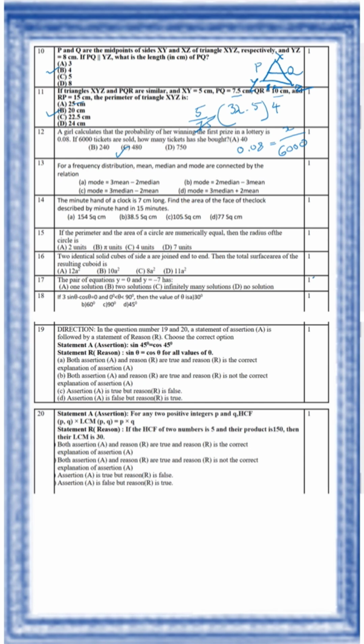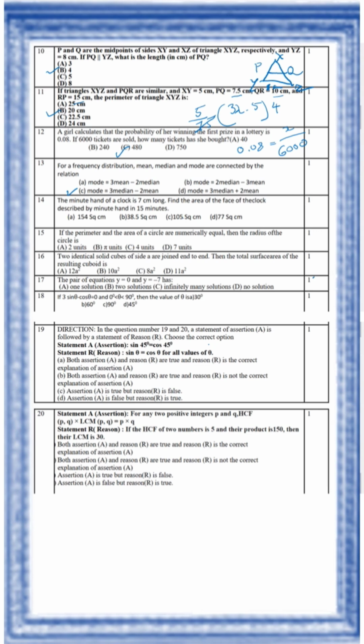For a frequency distribution, mean, median and mode are connected by the relation. Which is correct? Option C is correct here. Mode is equal to 3 median minus 2 mean.